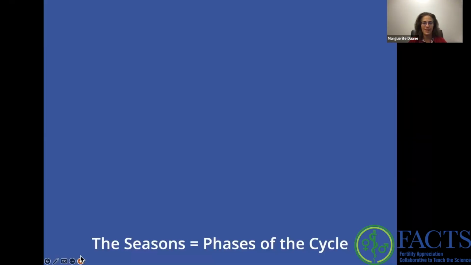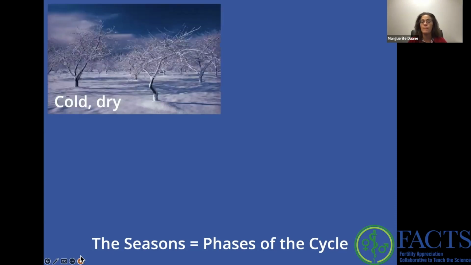pregnant. I often like to describe the phases of the female cycle and compare it to the seasons. In the beginning of a cycle, a woman's basal body temperature is low and she'll note dryness, just like in the winter when the temperatures are low and the ground is cold and dry. It's not really a suitable time for planting. And similarly, a woman is not able to conceive when her temperature is very low and she experiences dryness.